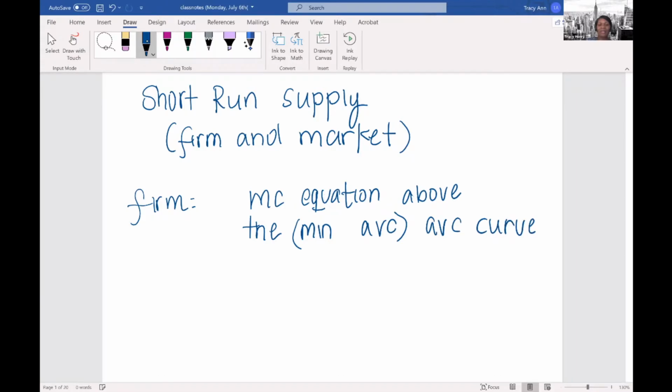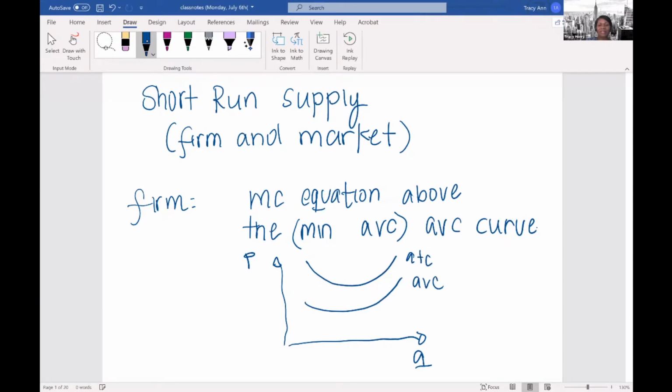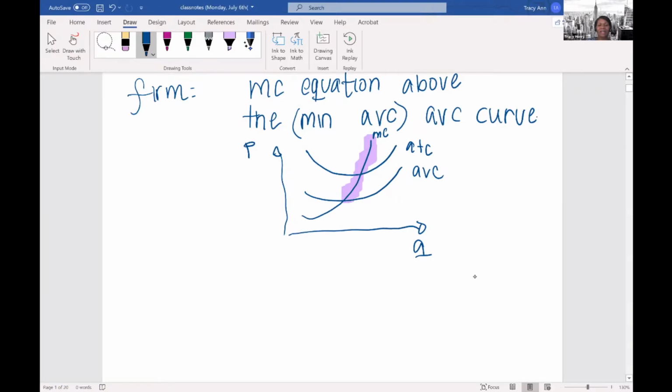And just to remind ourselves, if we have our sketch, and this is quantity, and this is price, this is our average total cost, this is our average variable cost, and this is our marginal cost, then I'm saying that the short-run supply is going to be this part of your marginal cost curve. The other thing to realize is that we're going to have marginal cost, which is a function of quantity. So that is the same as saying our price is a function of quantity.